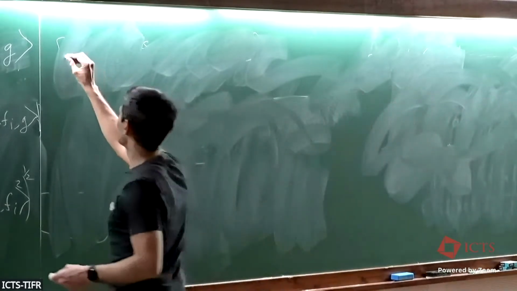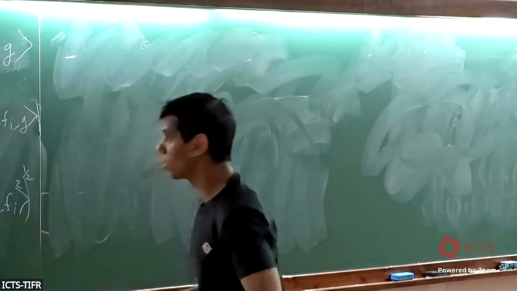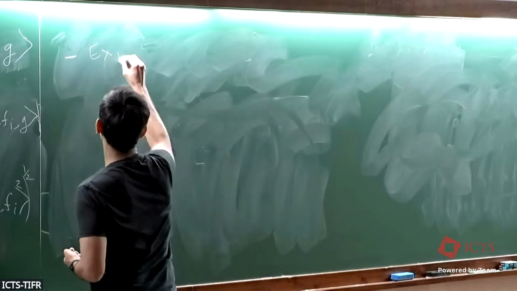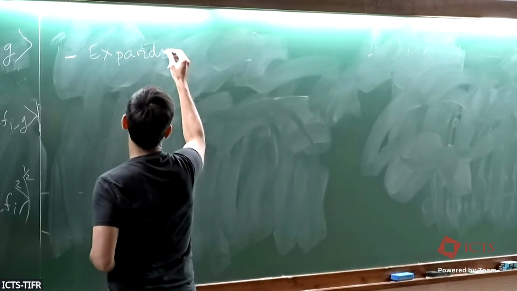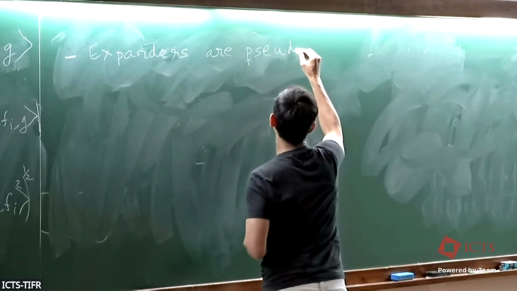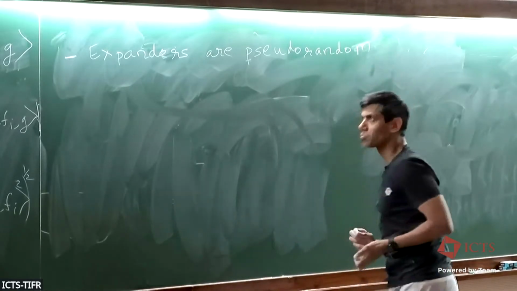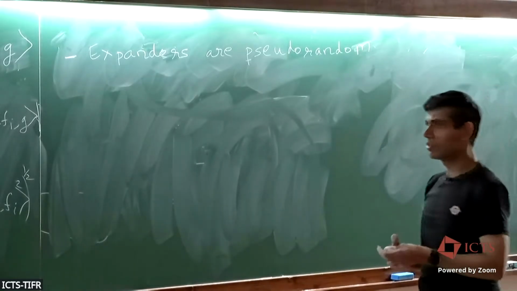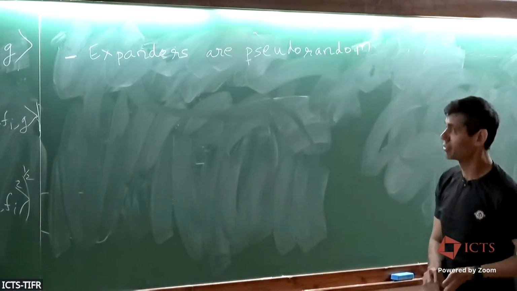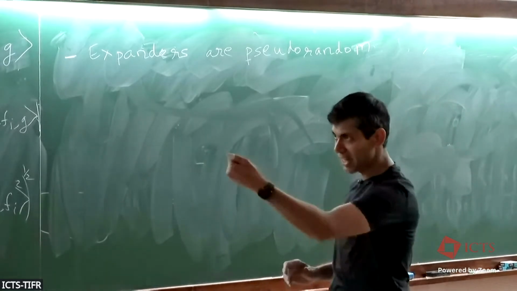The first one, which we already saw, is that if you count the number of edges between S and T, then you get roughly what you would expect in a random graph. Another way of putting this is that expanders are pseudo-random. They're pseudo-random in the sense that if you have tests which check or count the number of edges, they behave like random graphs.